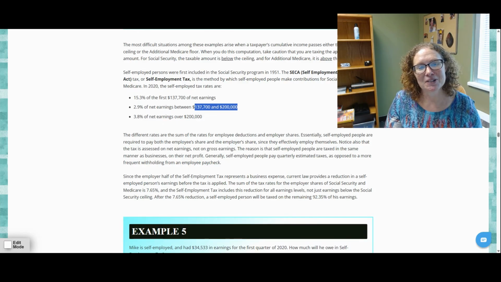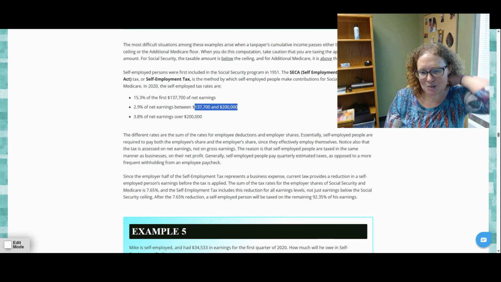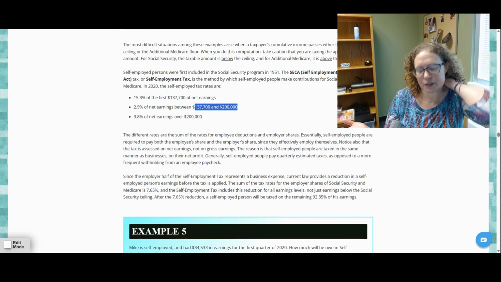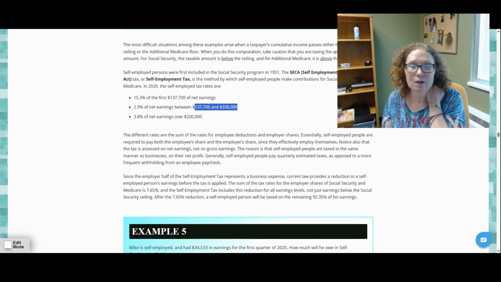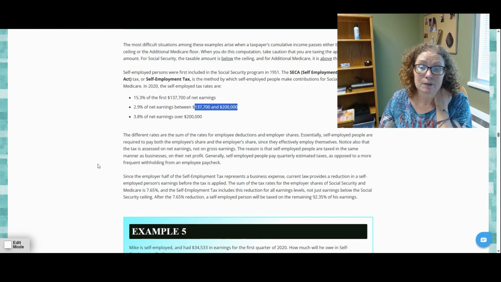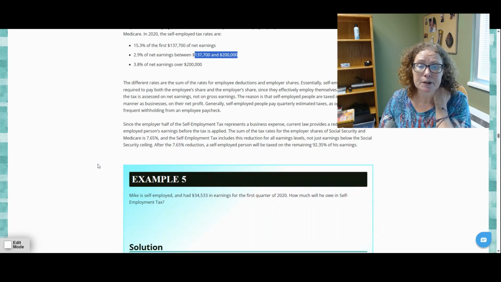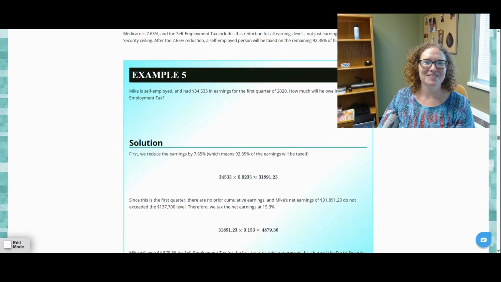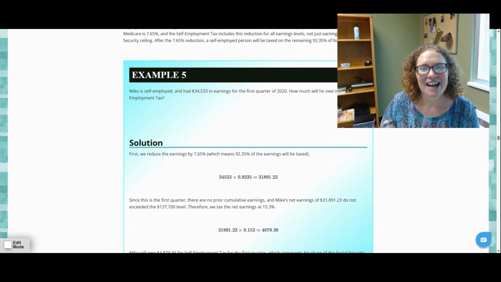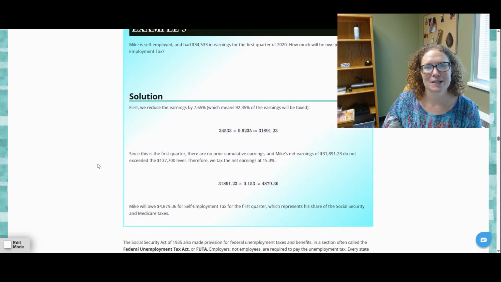But there's also this little neat thing that self-employed people can get, that it's kind of like they can take part of it as a business expense. So that's where it doesn't end up being the full 12.4 plus all the ones added together. You get a little bit of a discount on that. So if Mike is self-employed and has $34,533 in earnings for the first quarter, how much will he owe in self-employment tax?